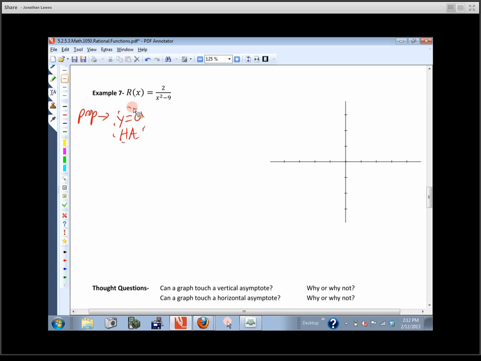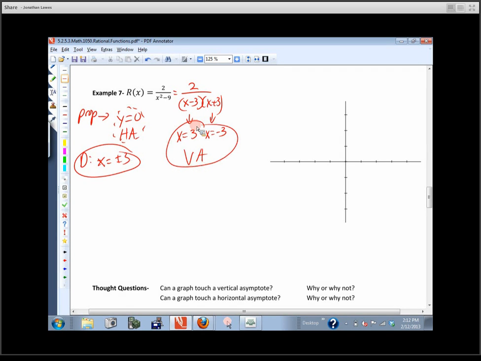Next, domain. Let's factor this. 2 over x minus 3 and x plus 3. What can't I plug in here? And what can't I plug in here? -3. Do either of those cancel? They don't, okay? So they are not in the domain, and they are both vertical asymptotes. I'm going to put dotted lines around those.